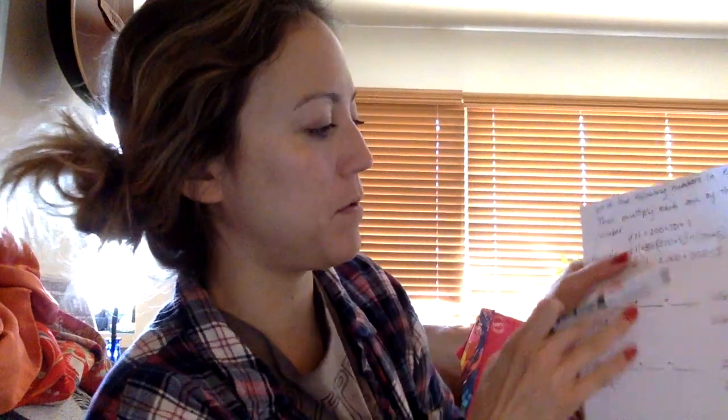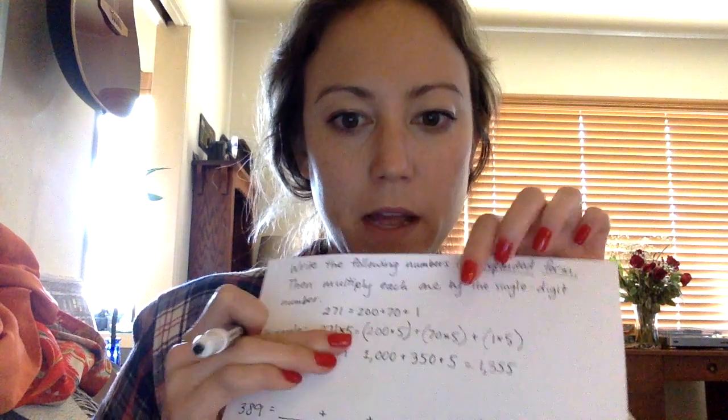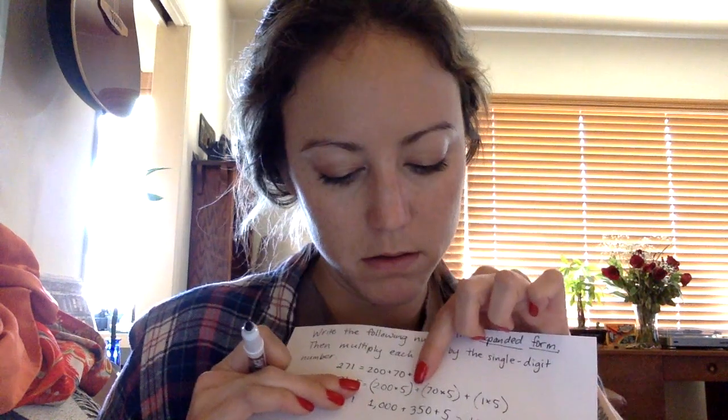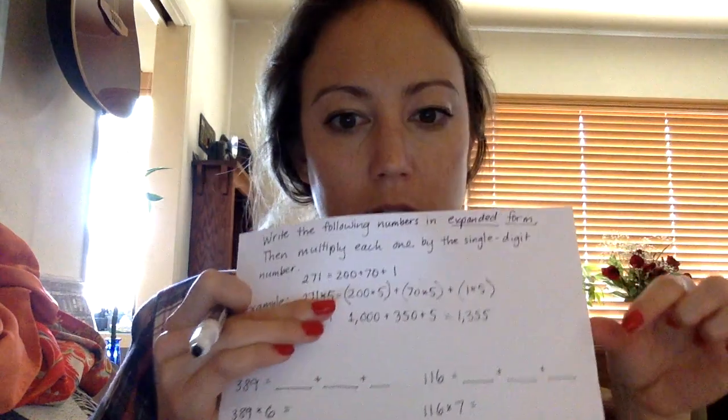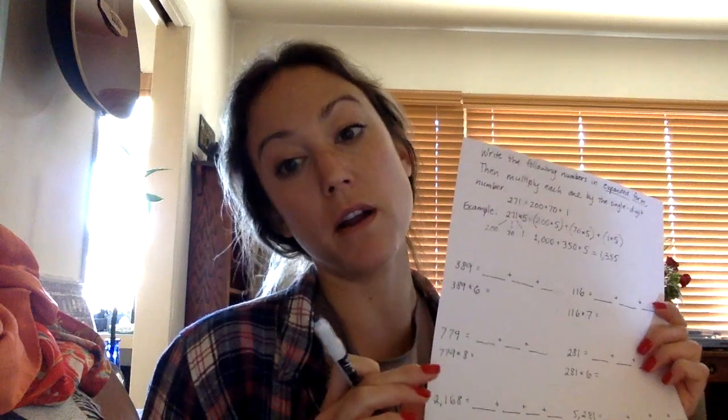So it's kind of like it would be if this wasn't there. You write this in expanded form, and then you multiply each one times the single digit number, and then you add them, okay? And you get your answer. And you can check your work, as always, on the answer sheet when you're done with all the independent work.